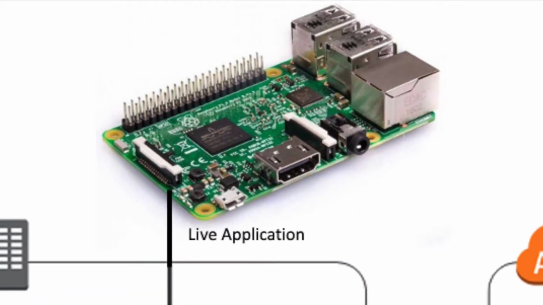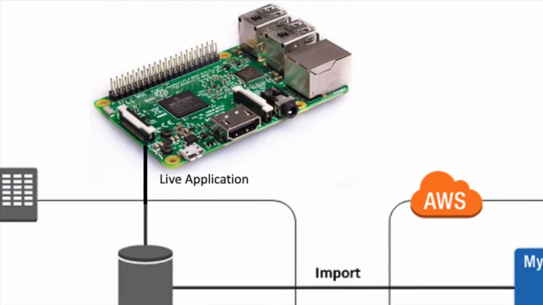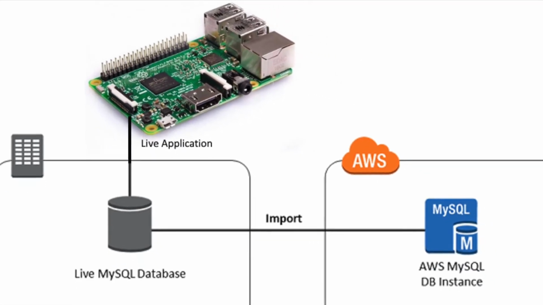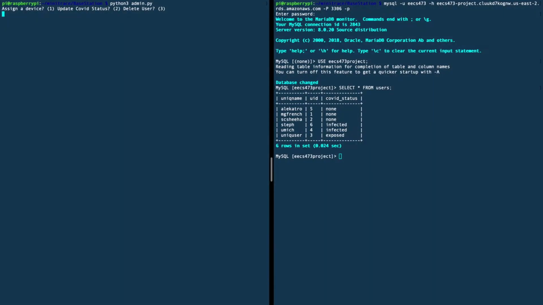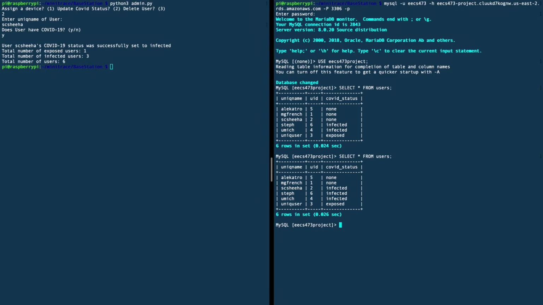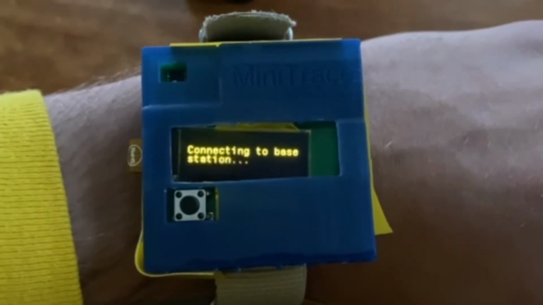The base station serves as the point of contact between the wearable devices and the database by communicating information between the two over Bluetooth and Wi-Fi. Lastly, the database stores all user interactions and each user's COVID-19 status on an Amazon Web Services server. This demo shows an example interaction.